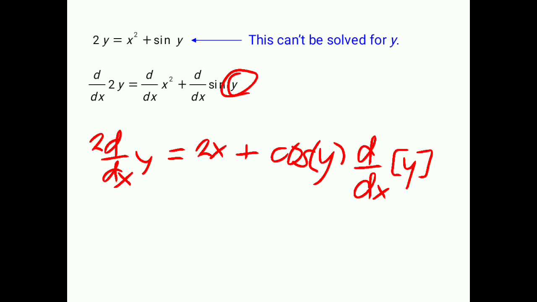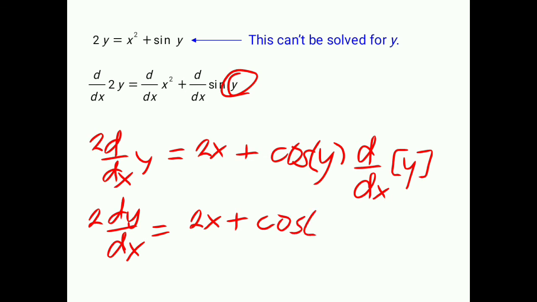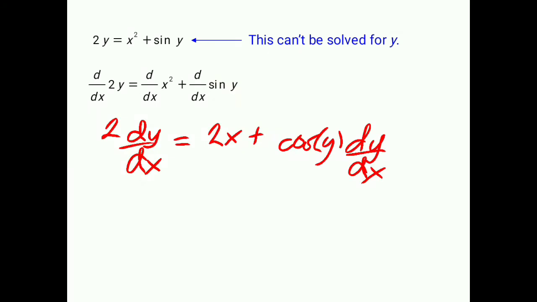So, ayun, as you can notice, that is just 2 dy dx is equal to 2x plus cosine of y times dy over dx. Kasi if you try to evaluate the derivative with respect to x of y, that's just dy dx, di ba? Y prime, or if you want. Then of course the next step is to solve for dy dx. So let me just make some space here. Let's solve for dy dx.